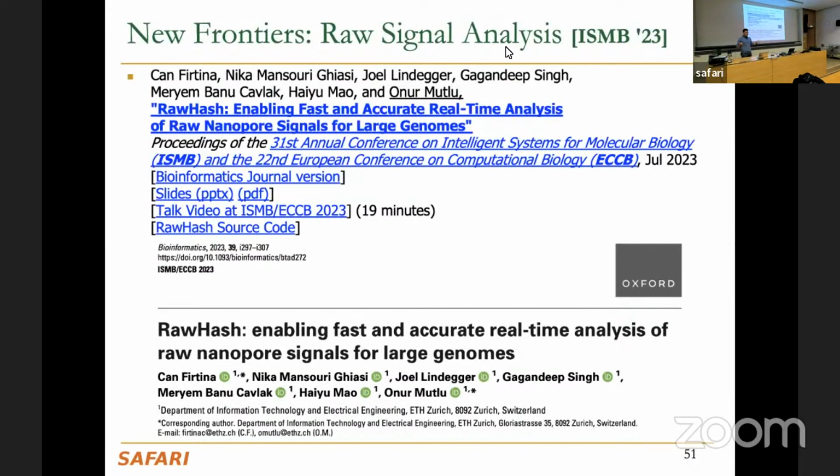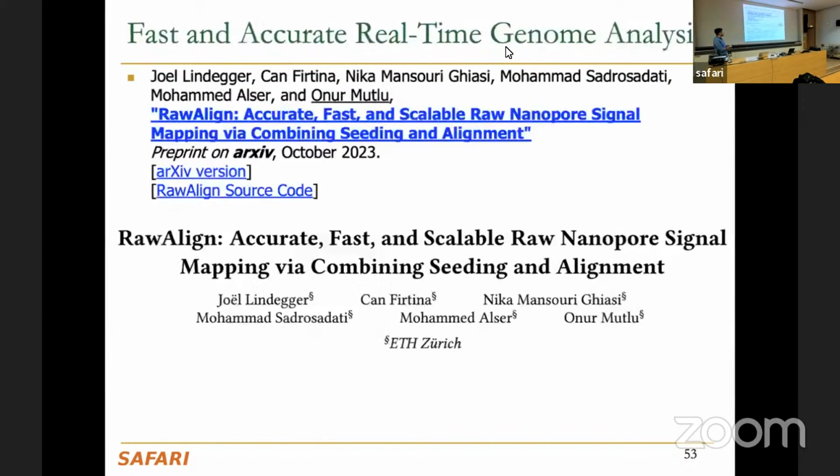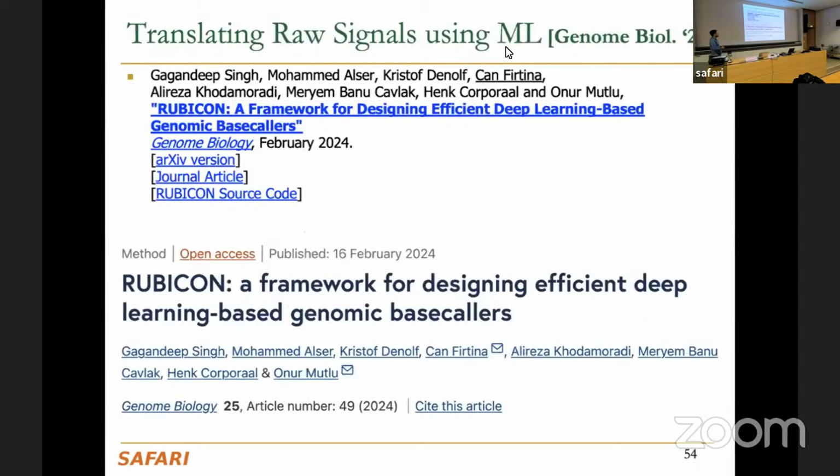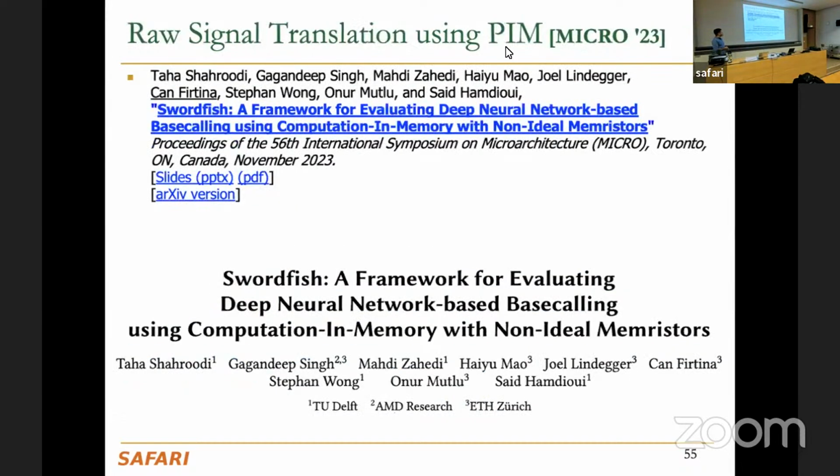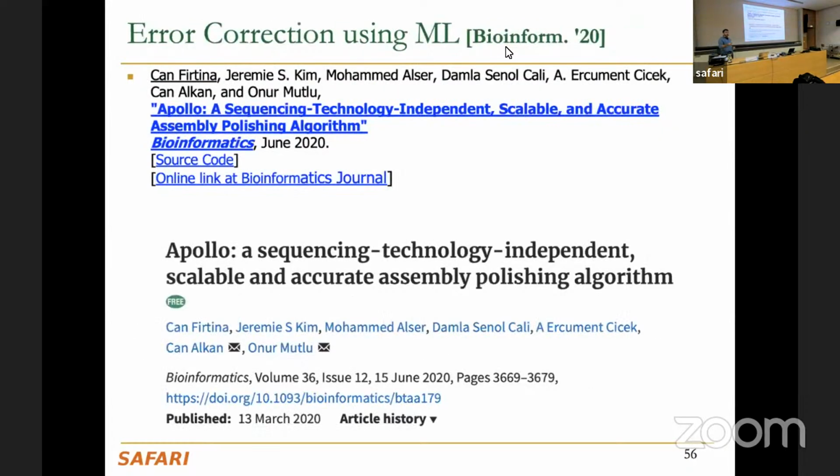We published many works in this direction where we directly analyze raw signals instead of base calling them. This is one work towards that direction, RowHash, and the subsequent work, RowHash2. We also try to align the signals to the genome so that we can identify the mutations directly, again, without even converting them to ATGCs. We also develop works that quickly translate the electrical signals to ATGCs by doing some optimizations on these neural networks. We also do this type of base calling translation directly in memory using memory-centric devices to do the computation quickly. And for error correction, we develop ML techniques to understand the errors and then correct them if they happen.